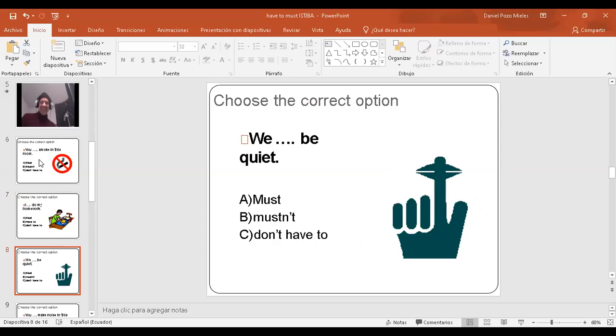Next. Choose the correct option. We must, we mustn't, or we don't have to be quiet. The signal, look at the signal, look at the picture. Somebody is telling, okay? Somebody is telling, right. So we must, we mustn't, or we don't have to, okay? Just choose the correct answer, and then you will send me the activity.